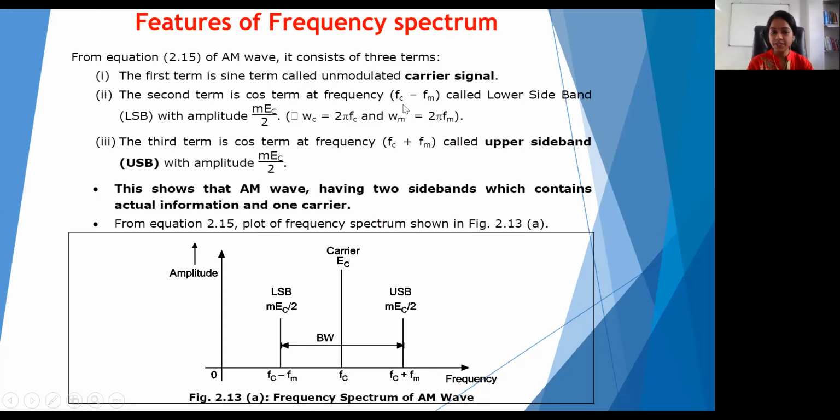This fc minus fm, wherever it is, will be called the lower sideband, LSB, with amplitude mEc by 2. And the third term, the cos term, is called the upper sideband, fc plus fm. जो fc plus fm यानी दोनों की फ्रीक्वेंसी से भी जो ऊपर जाएगा, that is called the upper sideband, और fc minus fm जो जाएगा, that will be called LSB or lower sideband.